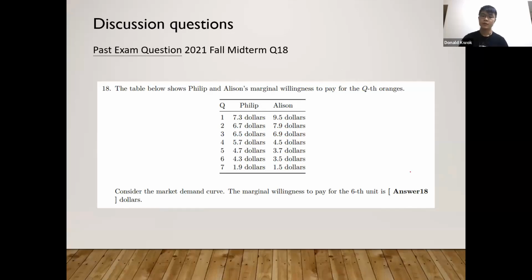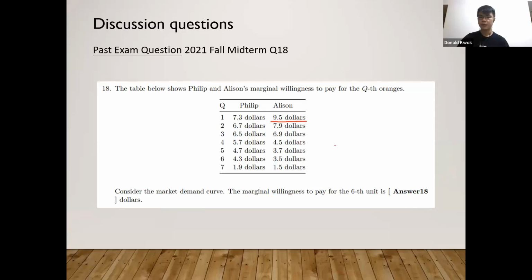Okay, so for this question, we are going to find the marginal willingness to pay for the sixth unit. So how can I do that? Actually, we can ask a series of questions. Let's say when the price is $9.5, what happens? In this case, the market quantity will be 1 and it is purchased by Allison. And this $9.5 is reflecting the willingness to pay of Allison for the first unit.